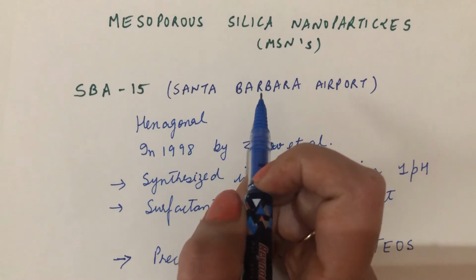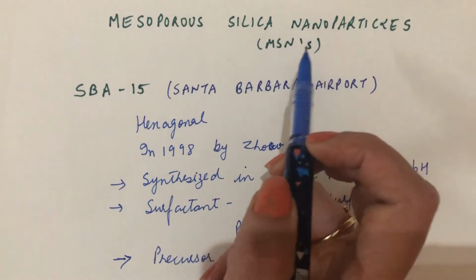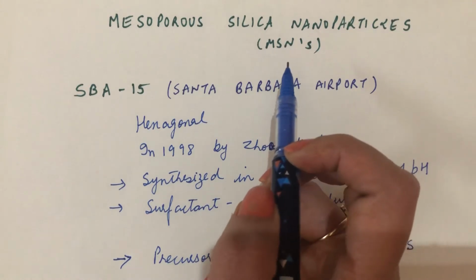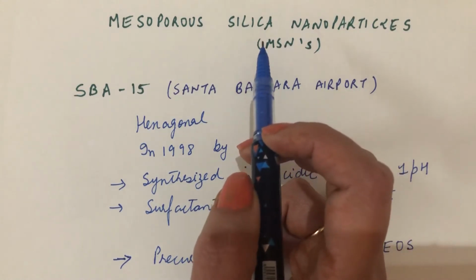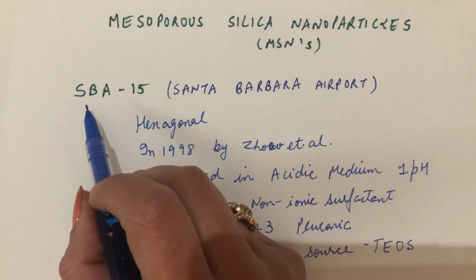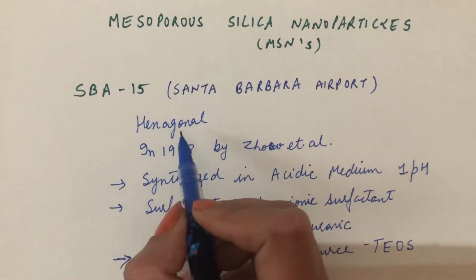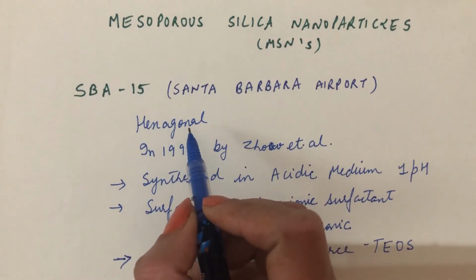This video is in continuation with the previous video on the mesoporous silica nanoparticles, that is MSNs. Earlier in the video I discussed the MCM41, which is a mesoporous silica nanoparticle. In this video I will be discussing the SBA15. It is also a mesoporous silica of hexagonal shape like that of the MCM41.